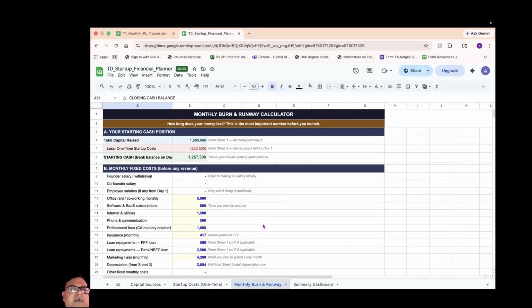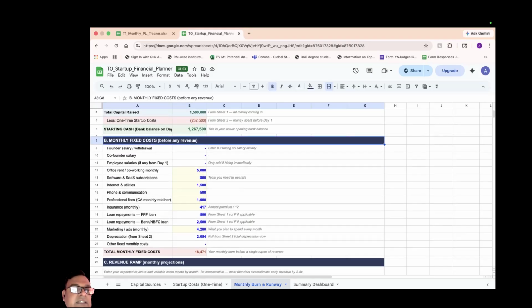We've already discussed how much money you should have before you go bankrupt, for the lack of a better word. So your starting cash position is 15 lakh, right? One time setup cost was 2,32,000. You're left with 12,67,500 rupees. This is the starting cash, the bank balance on day one. All you have is this much.